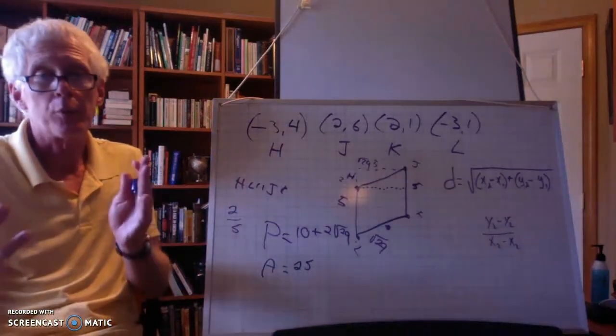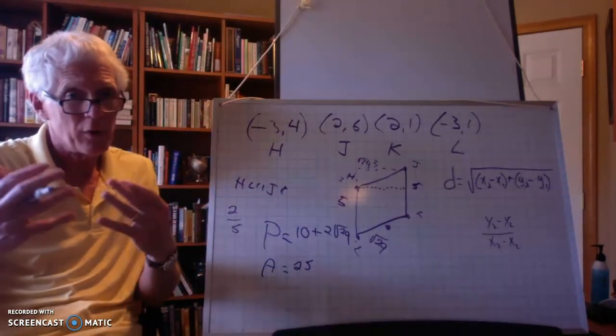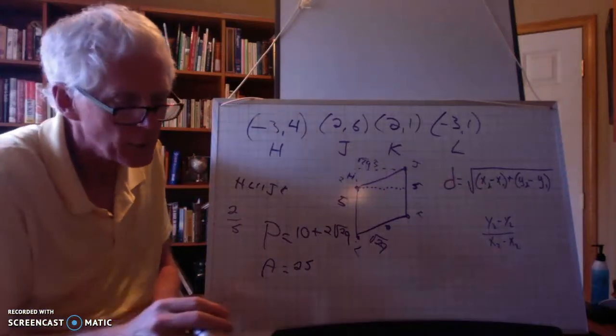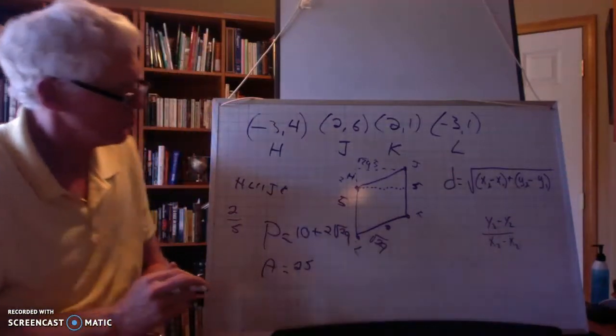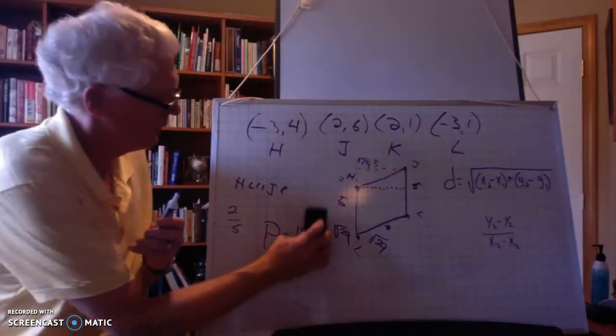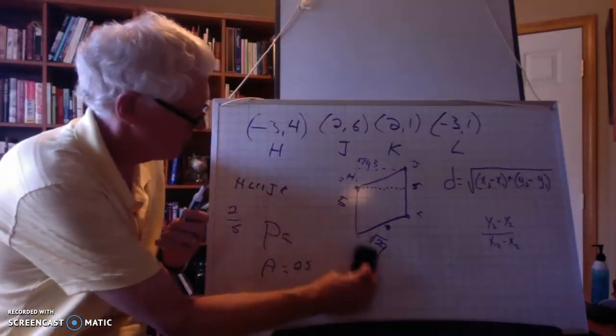Now, when we're asking for perimeter, we're kind of asking for an actual number. So now you can break out the calculator, push a few buttons, and when you push in 10 plus 2 root 29, you will get your final answer.